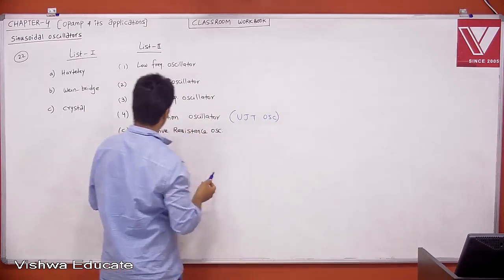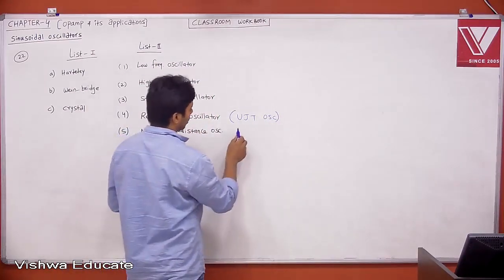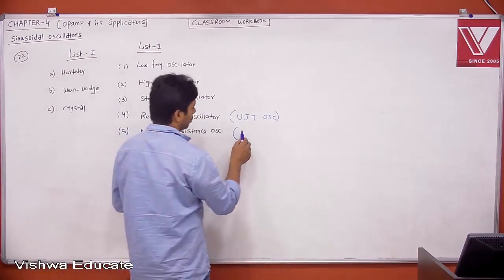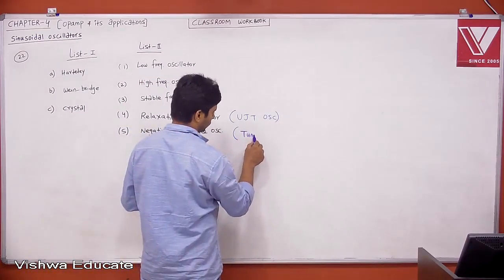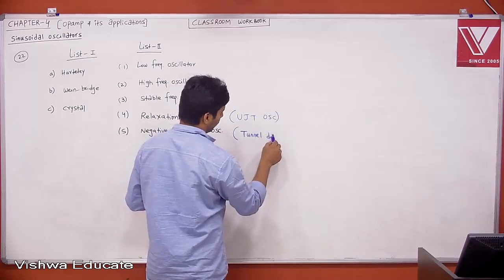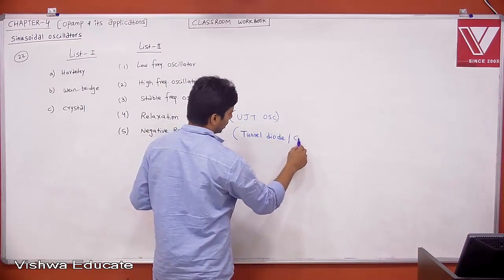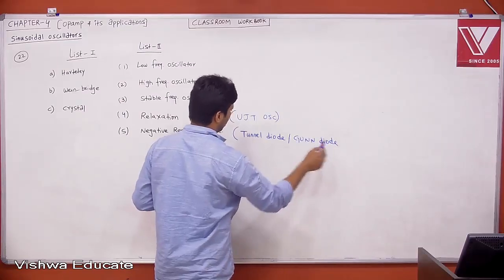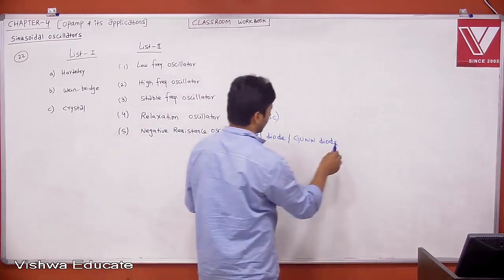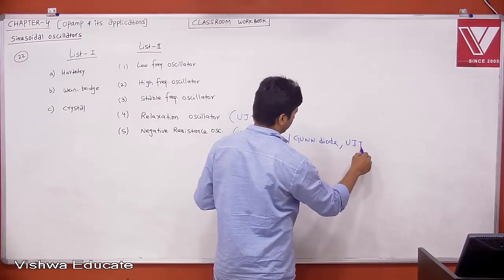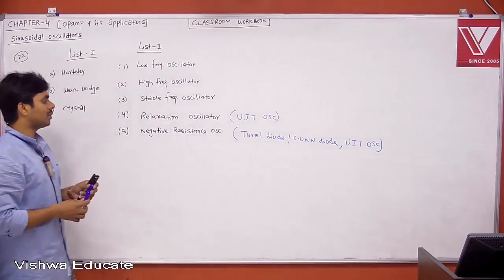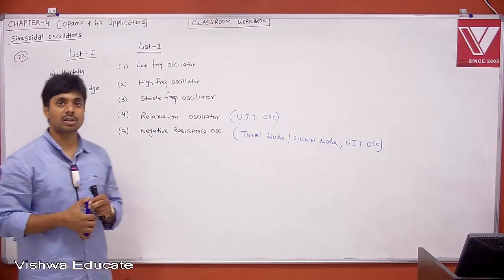Negative resistance oscillator is like using a tunnel diode or Gunn diode for microwave. And I can say UJT oscillator, your UJT also has that. All will exhibit negative resistance. But because of negative resistance, why do we get oscillations?